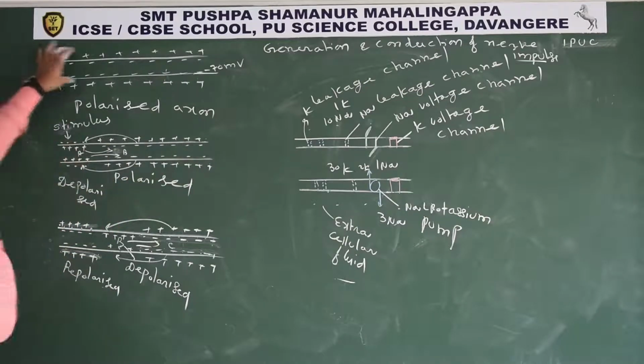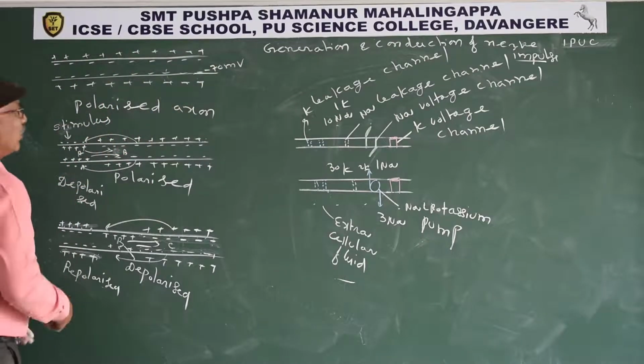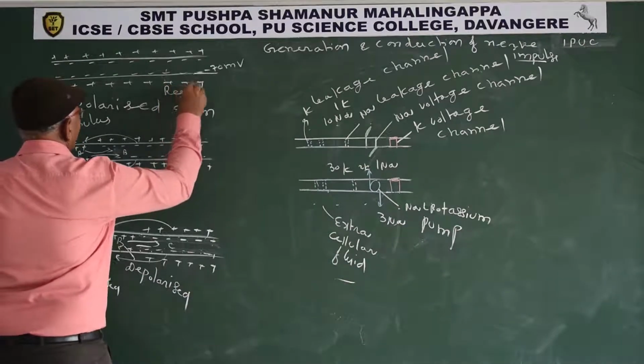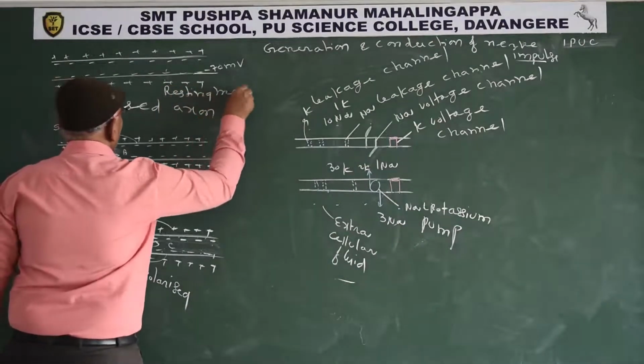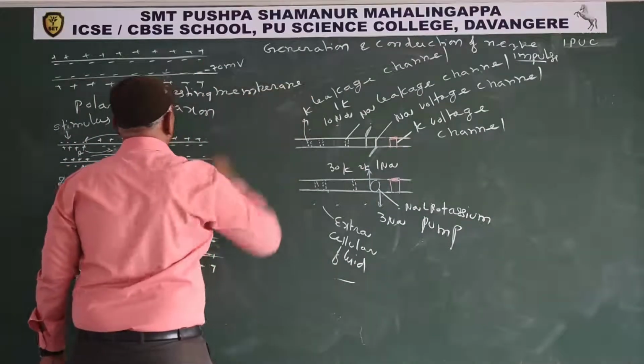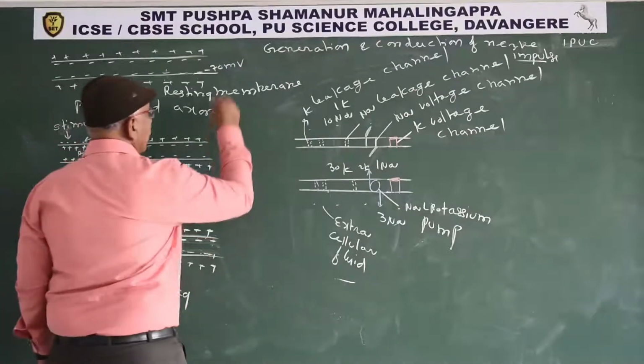For example, this is an axon. In a resting condition, the electrical potential at rest is known as resting membrane potential.